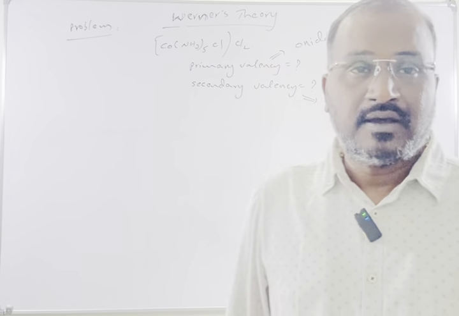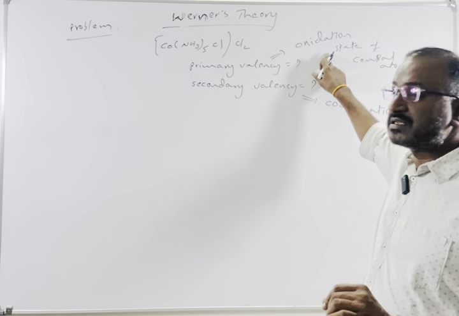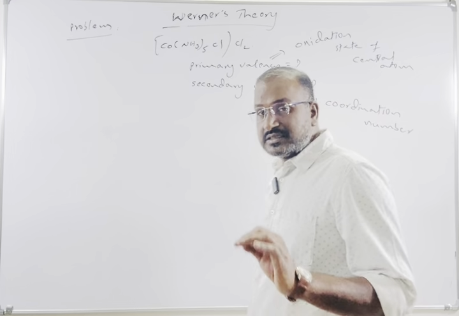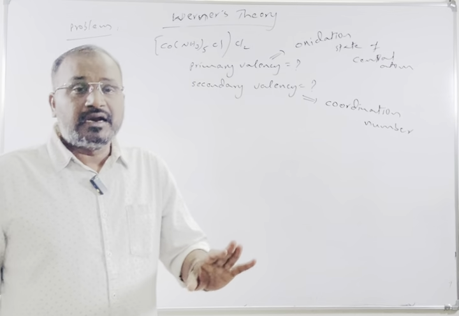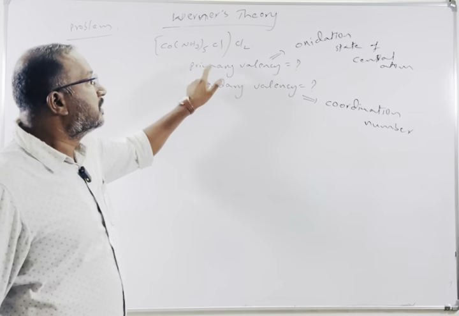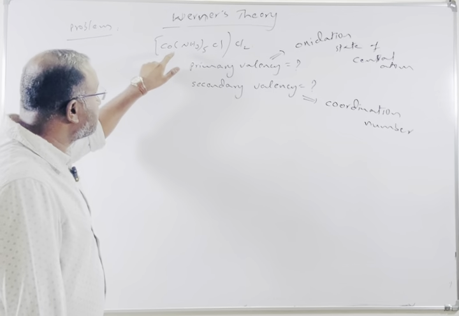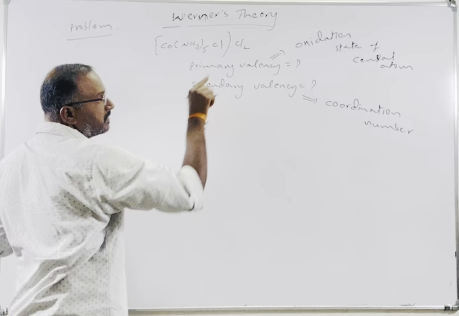First one is oxidation state. Primary valence means oxidation state, and secondary valence means coordination number. Coordination number is fixed and non-ionizable, that is, secondary valence is non-ionizable. Primary valence is ionizable. In this complex, what is the oxidation state, that is, what is the primary valence?